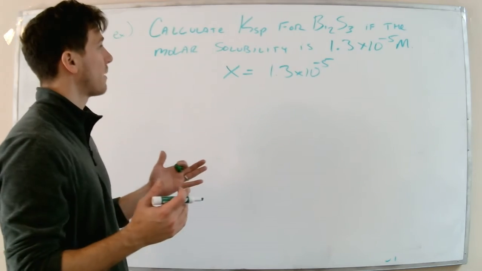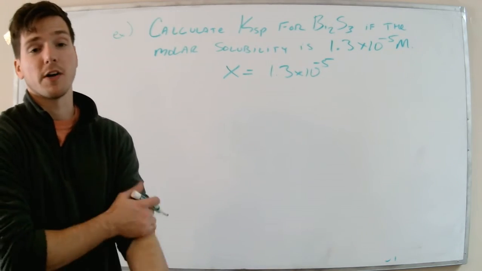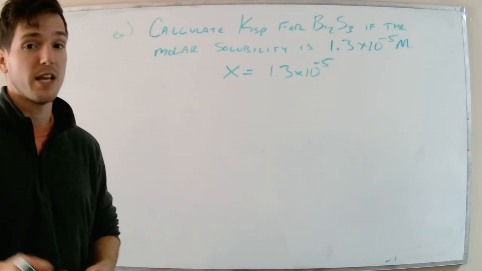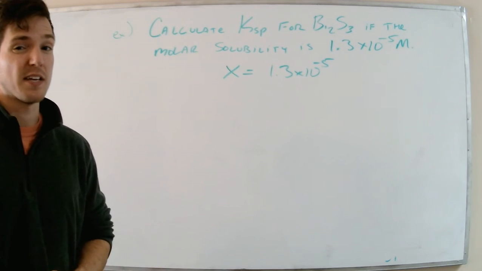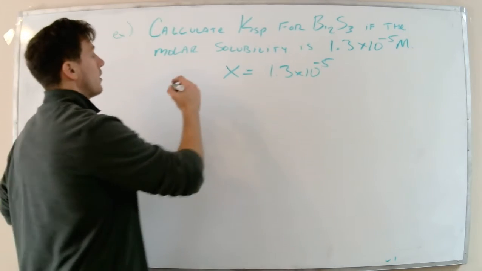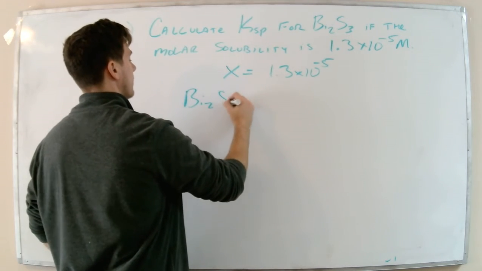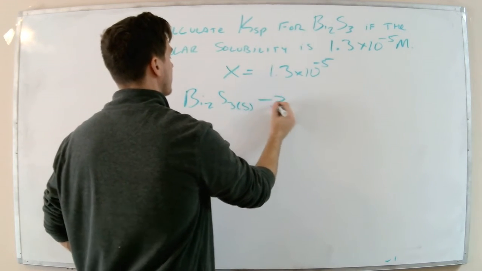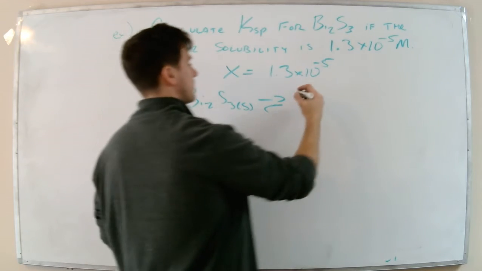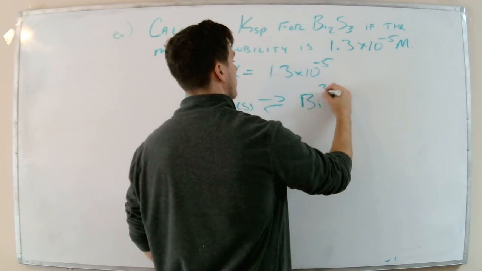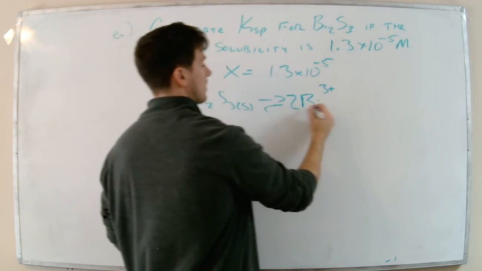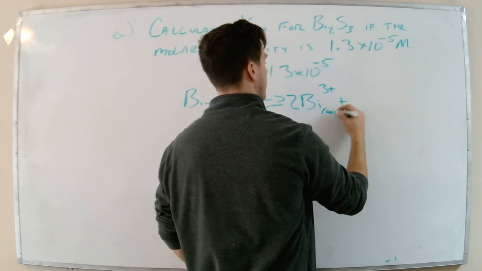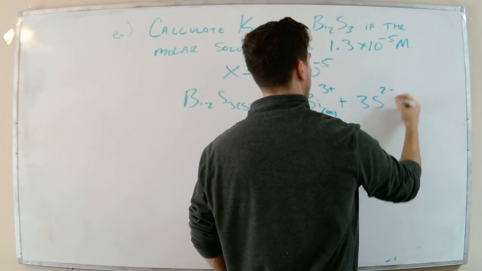So what does that mean? Well, let's go ahead and set up our equilibrium expression. Let's set up an ICE table, and let's see if we can figure out Ksp. So here we have bismuth sulfide, right? It is a solid, and it's going to dissociate into bismuth 3 plus, 2 of them, and into 3 sulfides.